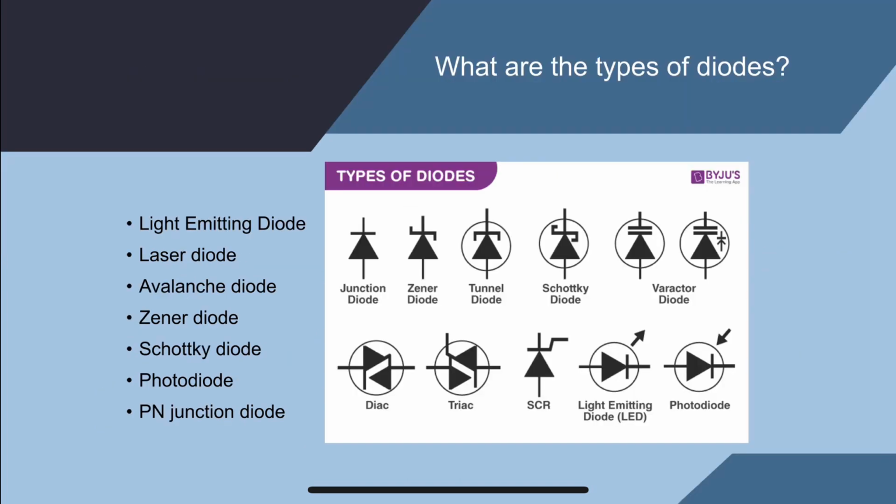What are the types of diodes? There are many types of diodes, such as light-emitting diode, laser diode, avalanche diode, Zener diode, Schottky diode, photodiode, and PN junction diode. These are the different diodes and their notation.